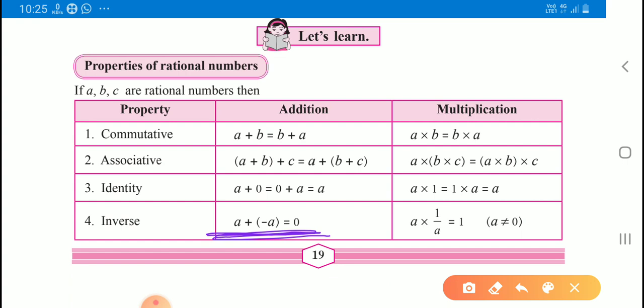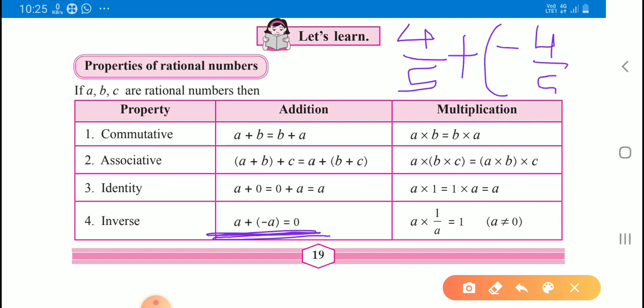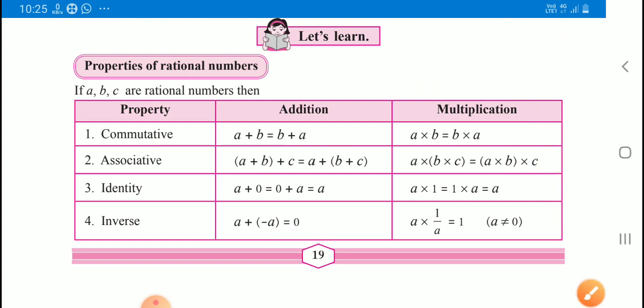Here suppose we take the number 4 upon 5 plus negative 4 upon 5. Okay, now plus minus means minus. So 4 upon 5 minus 4 upon 5. What is your answer? 4 minus 4, 0. 0 upon 5 means 0. Do you understand this?